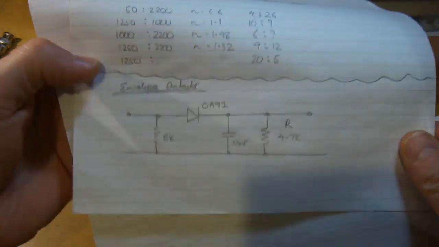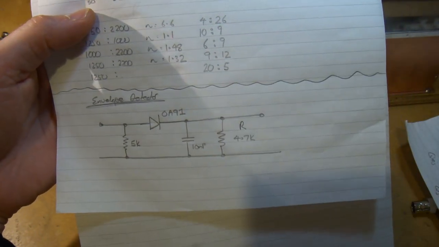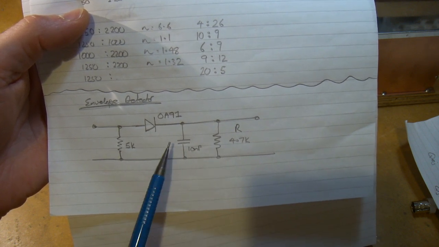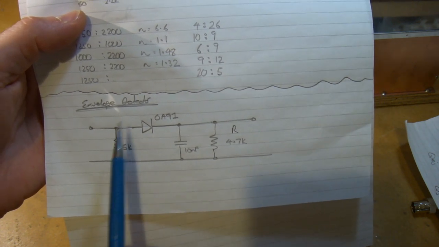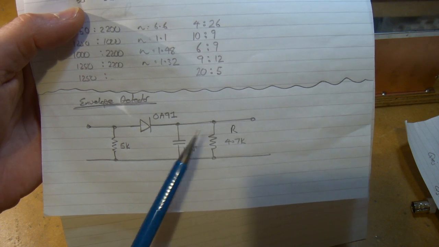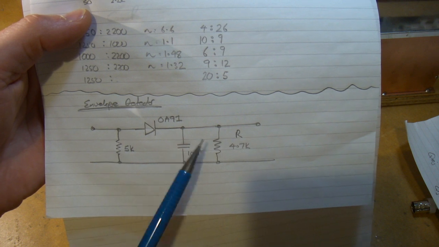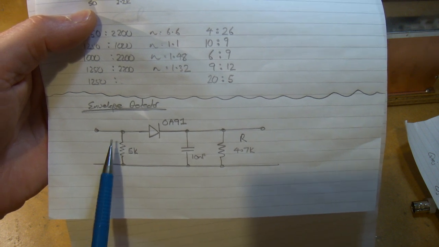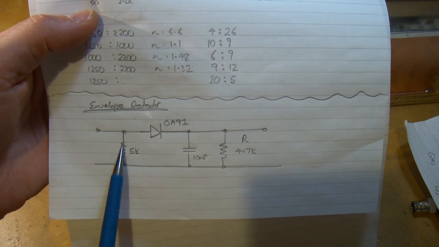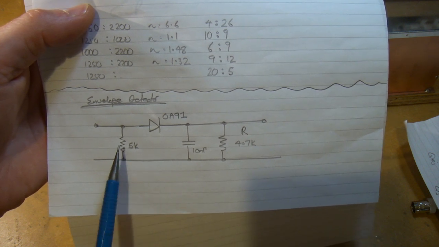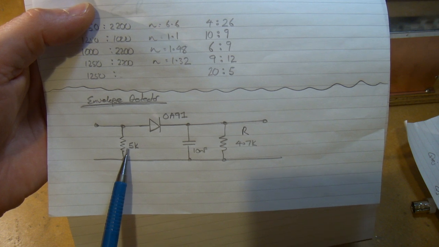So, in terms of the envelope detector, I decided to keep things nice and simple. Didn't go for a charge pump or anything. I haven't played around with these things before, so it was quite interesting. After some looking around, 5k ohms for the input resistor to bleed off any DC seems to be, from what I can gather, not a far off value.